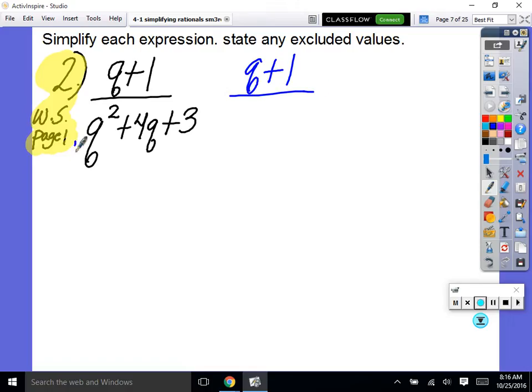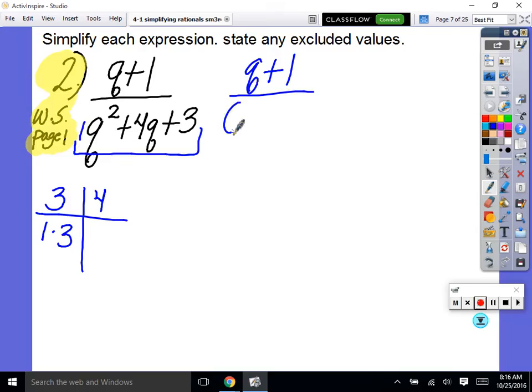Let's factor the bottom. It's a quadratic. We have to say, I know how to factor a quadratic. What multiplies to be a times c, what multiplies to be 3 and adds up to be 4? 1 and 3, can we quick factor it? Yeah, so let's do that. The bottom factors to be q plus 1, because it's positive 1. And then it factors to be q plus 3.